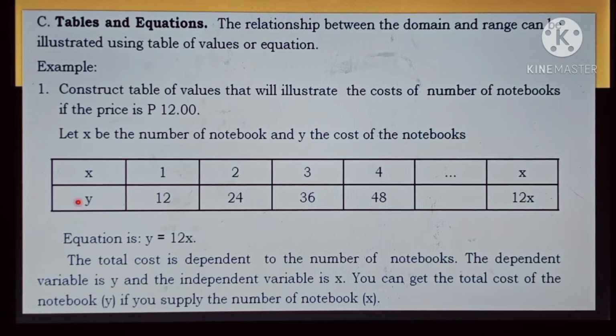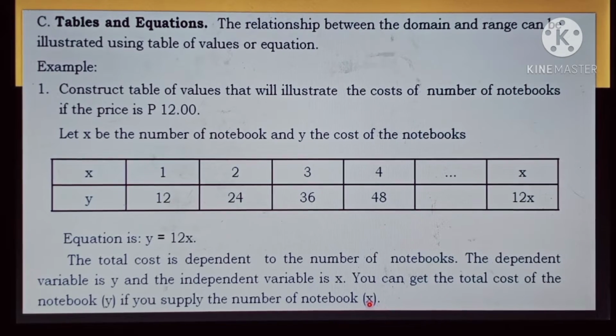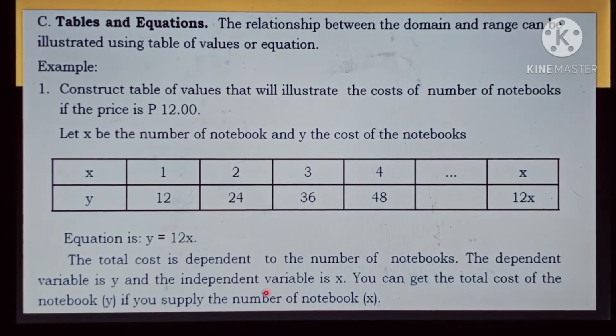So, Y, which is the dependent variable, is equal to 12X. So, the total cost is dependent on the number of notebooks. The dependent variable is Y, and the independent variable is X. You can get the total cost of the notebooks Y if you supply the number of notebooks X. So, that is the other way of representing the relation of the domain and the range.